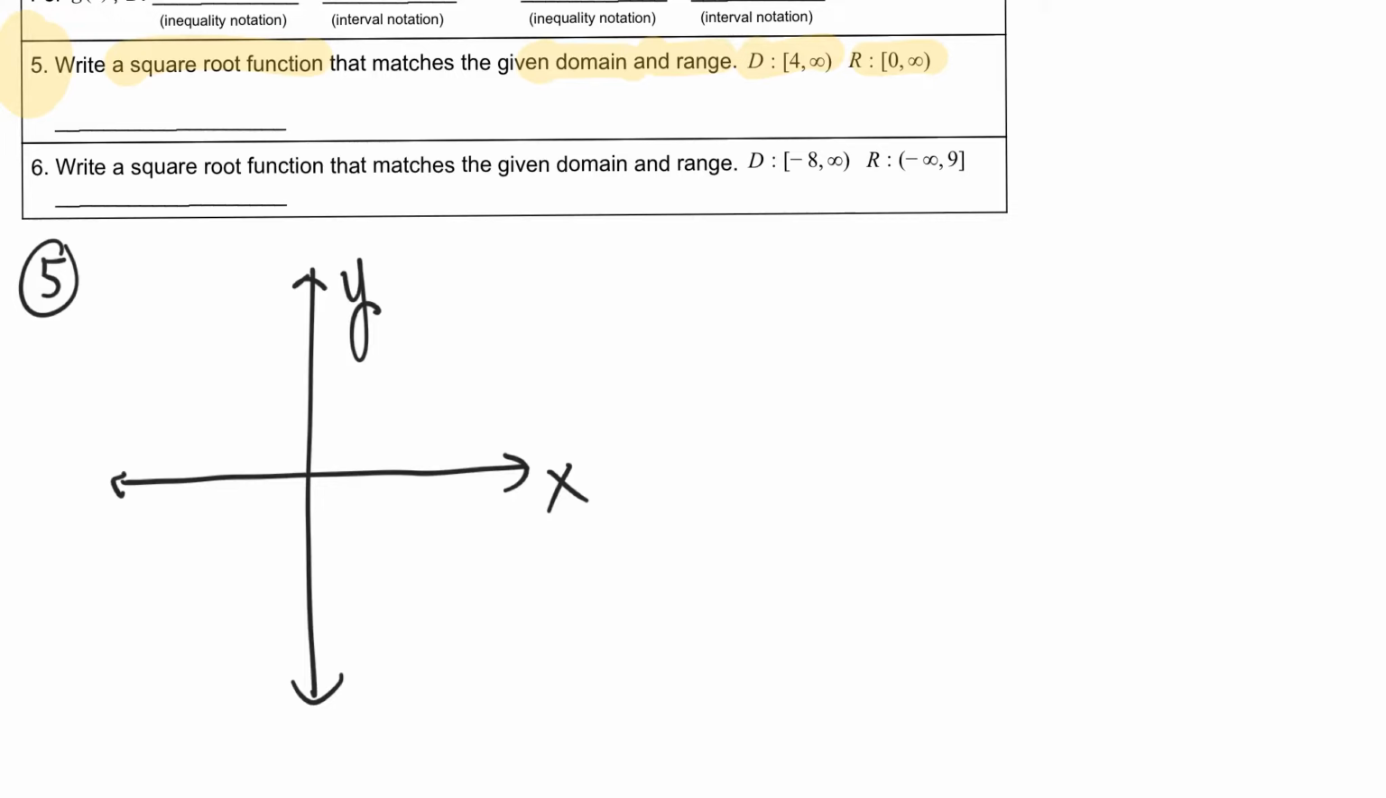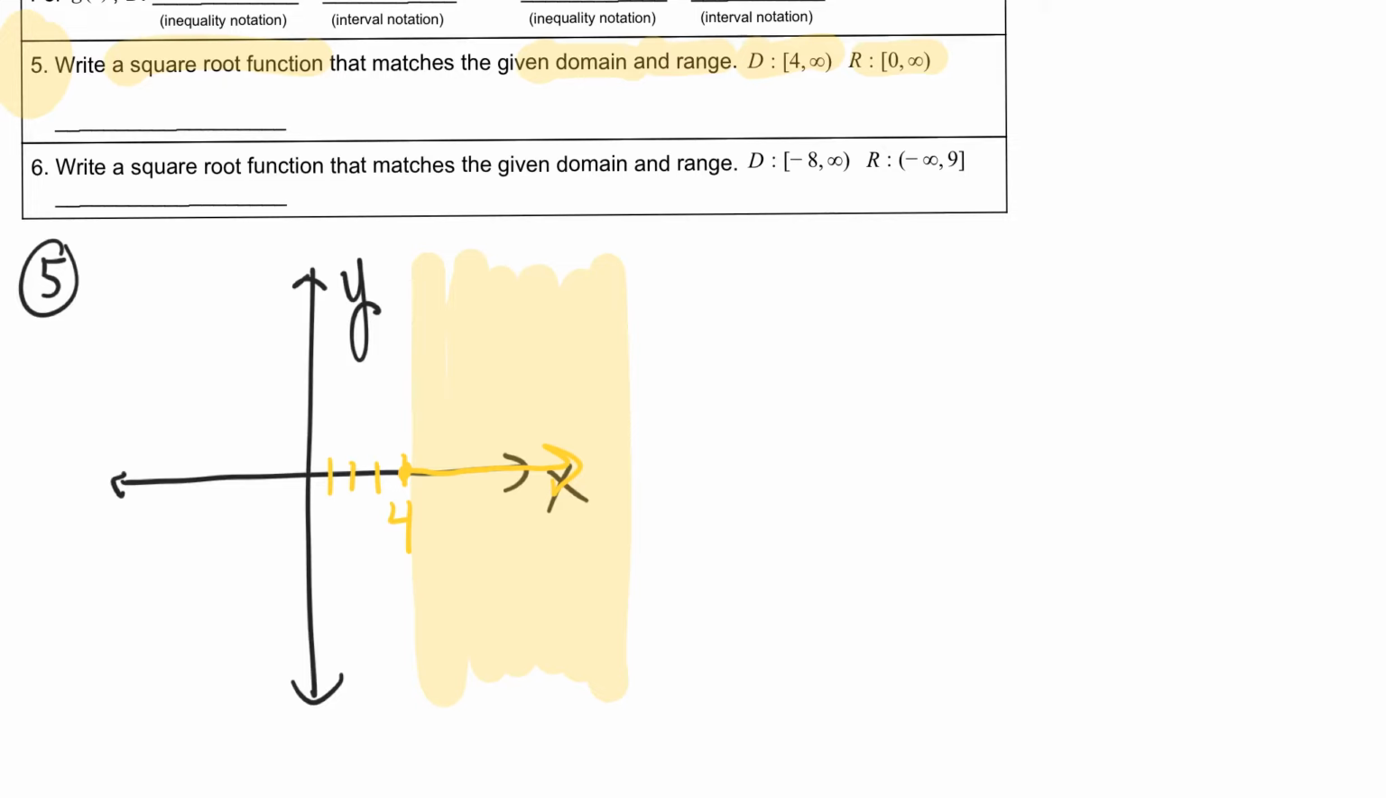Domain has to deal with the values on the x-axis. So here's 4 on the x-axis, and when we talk about going to infinity, so from 4 to infinity, it's going to be everything from 4 and to the right. So what does that mean in terms of covering the graph? That means that wherever the graph is going to exist is everywhere where I'm shading, and to the right onward.